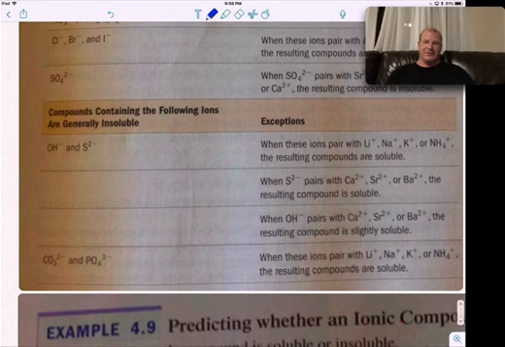and calcium, strontium, and barium, the resulting compound is slightly soluble. Not very much, though. It's really not that soluble. And then carbonate and phosphate, these tend to be insoluble. And the exceptions are alkalis and ammonium.